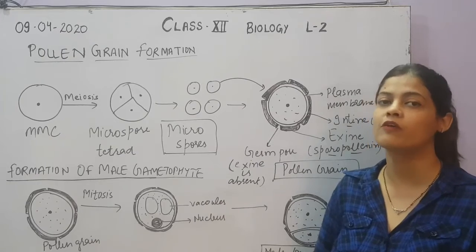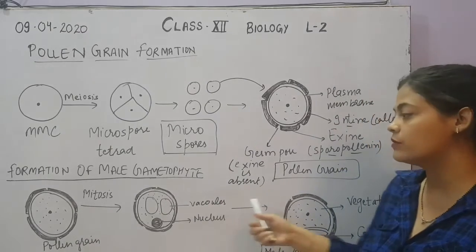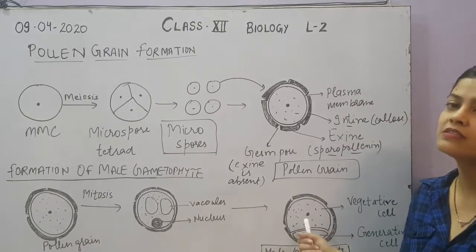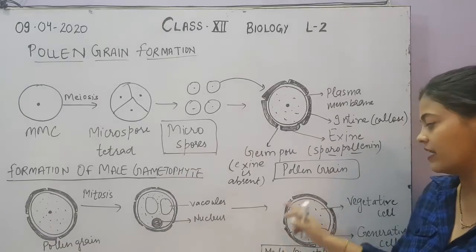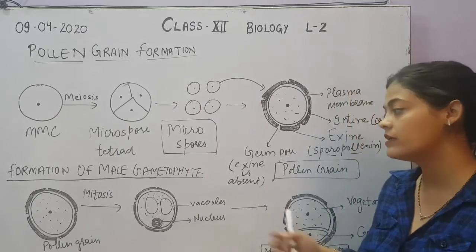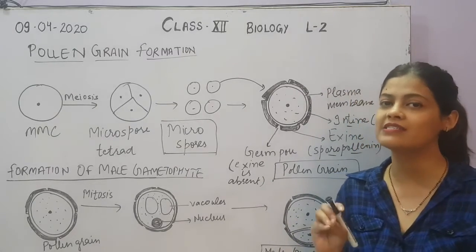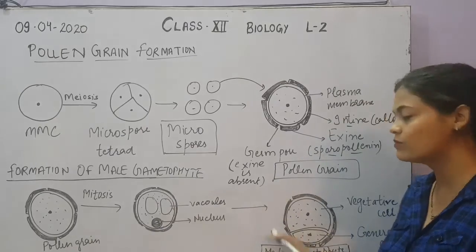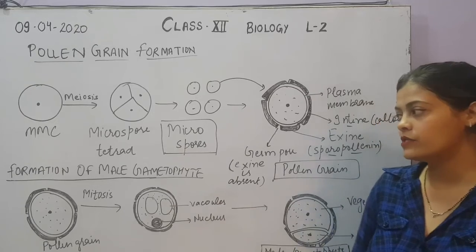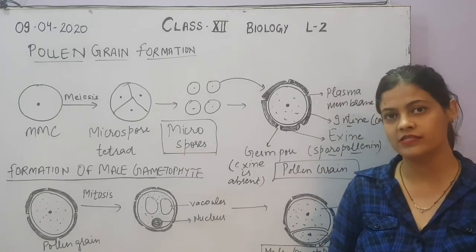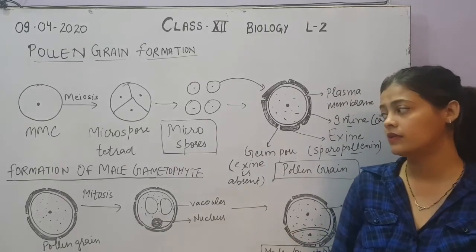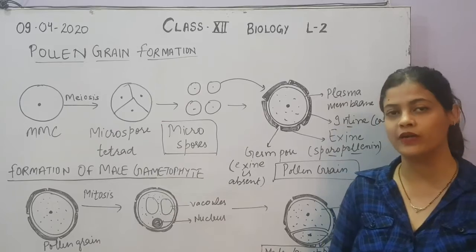In 60% of angiospermic plants, the pollen grains are released from the anther in this form, that is, a two-celled structure with the vegetative and generative cell, and this is called male gametophyte. And other plants will carry pollen grains that are a three-celled structure. So this is the most common type of male gametophyte. This is all about the formation of male gametophyte. In the next video, we will take up the other terms related to the male reproductive organ.